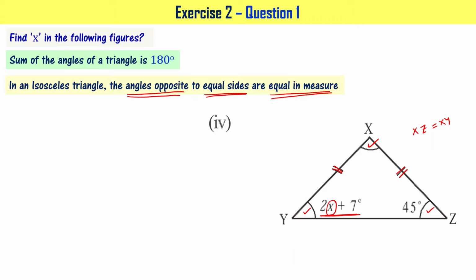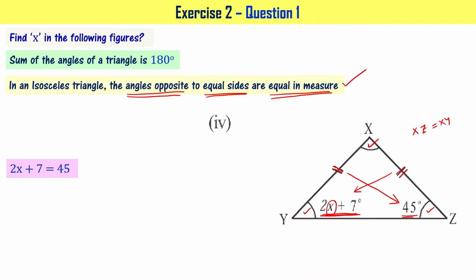Now, xy is equal to xz, right? So let me find the angle opposite to line xy, that is 45 degrees, right? Now let me find the angle opposite to xz, that is given as 2x plus 7. So as per this particular statement, 2x plus 7 is going to be equal to 45, right? Let me write that. 2x plus 7 equal to 45.